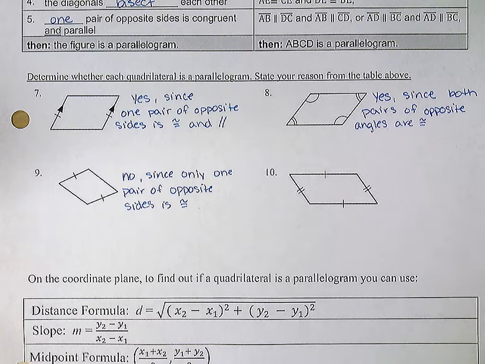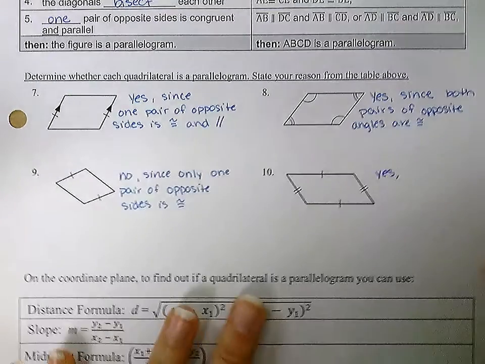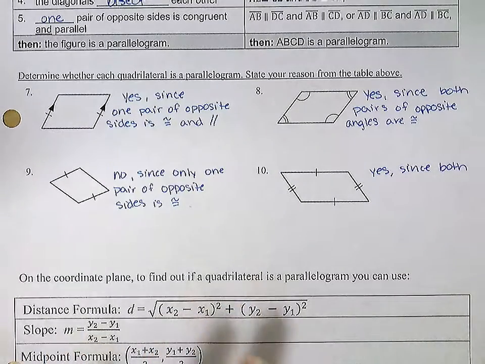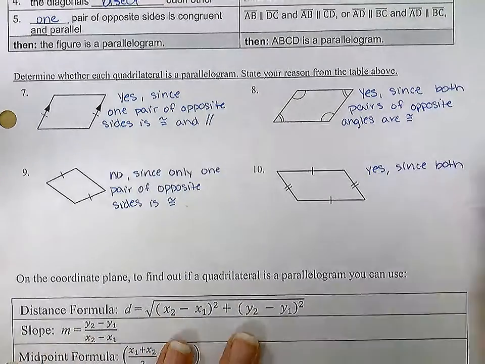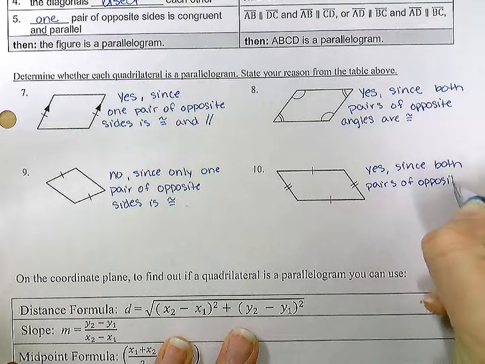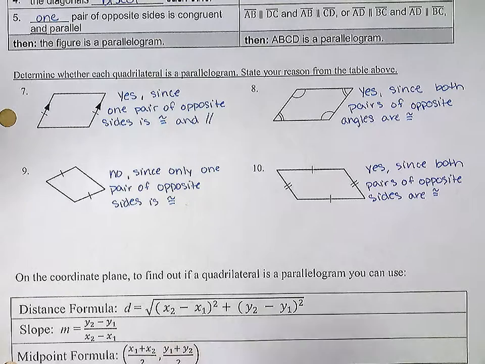So then in number 10, would that one be a parallelogram? Yes. Okay, in this one, you do have both pairs of opposite sides. Doesn't look like one. Yeah, it does. Okay, does that make sense how to use those properties to determine whether it's a parallelogram or not?